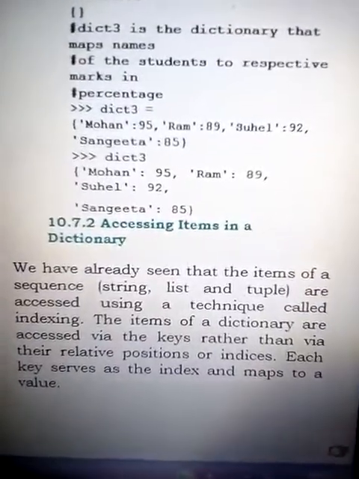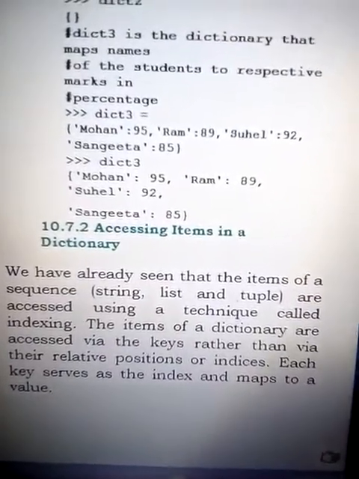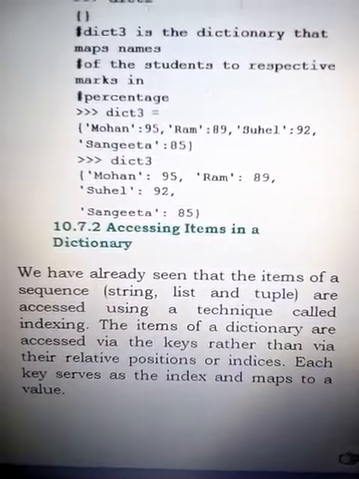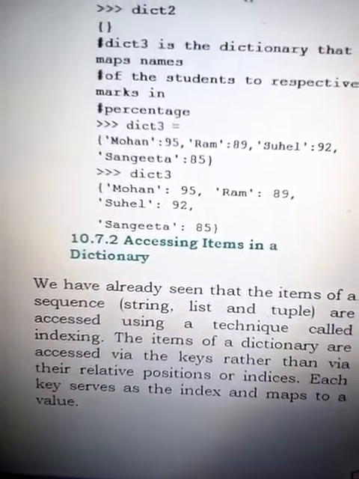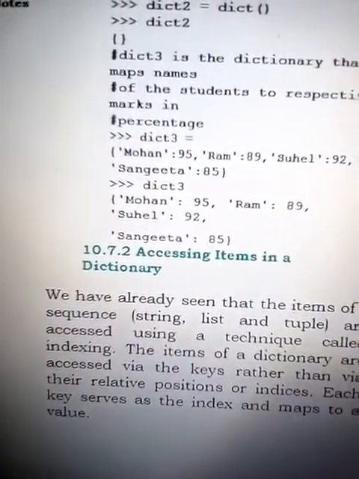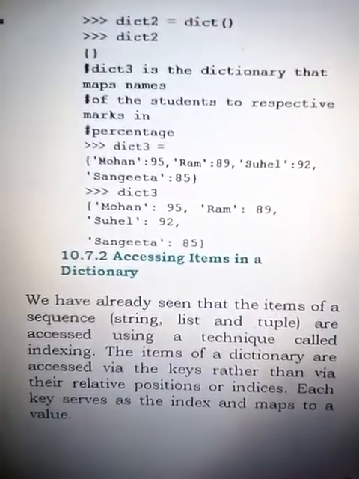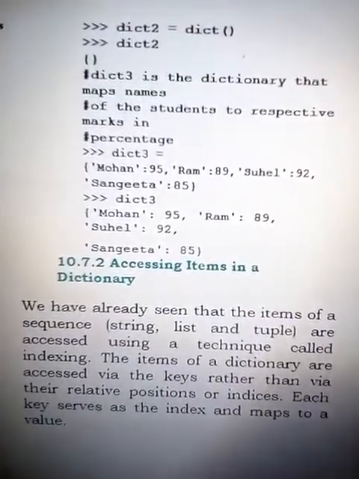Okay, now the next topic we are discussing here: accessing items in a dictionary. How to access items. Items are generally represented here. All these elements we are assigning in the dictionary. So how can we retrieve it? How can we access it?